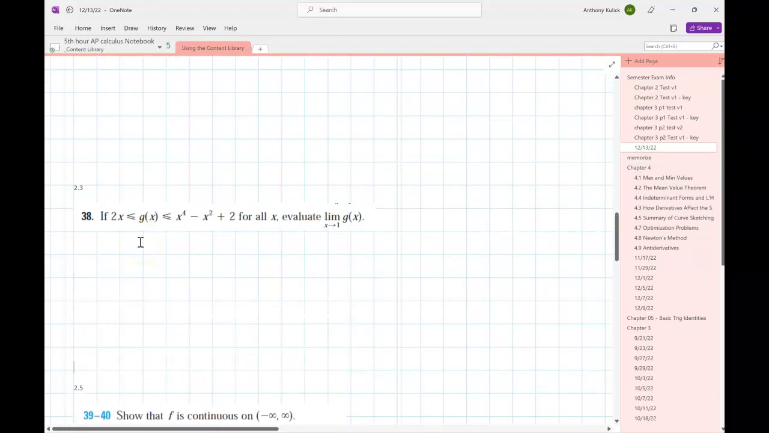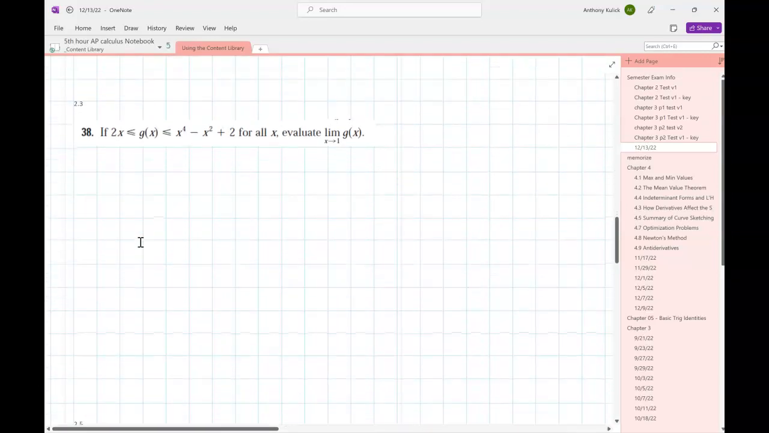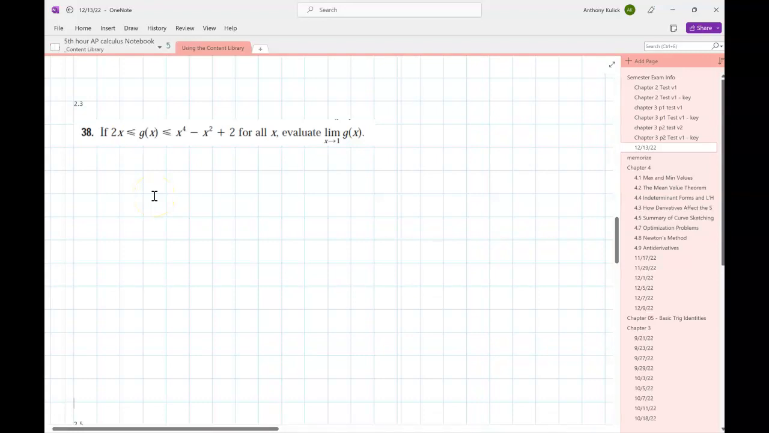So this is from section 2.3, number 38. It says if 2x is less than or equal to g of x, which is less than or equal to x to the 4th minus x squared plus 2 for all x, so that inequality holds for all values of x, evaluate the limit as x approaches 1 of g of x.